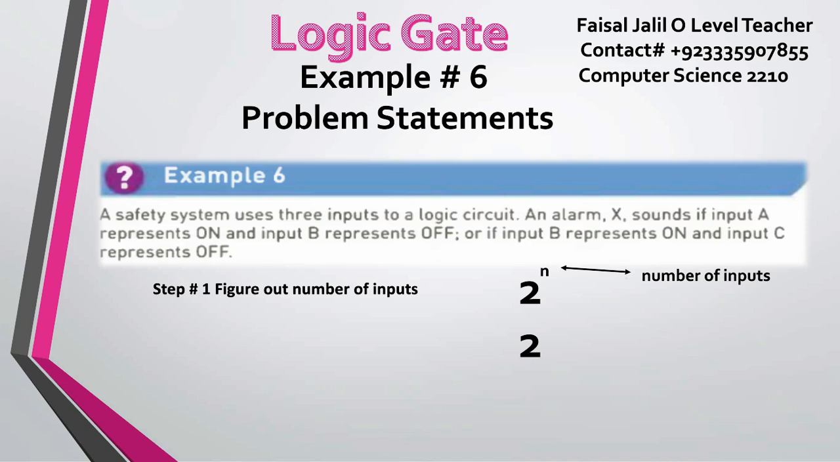So we will put 2 raised to power n instead of n. Now we are going to put 3 inputs, as mentioned over here. So we will write here 2 raised to power 3 is equal to what? We get 8. So we will make 8 possible combinations. Till here, any confusion or question?